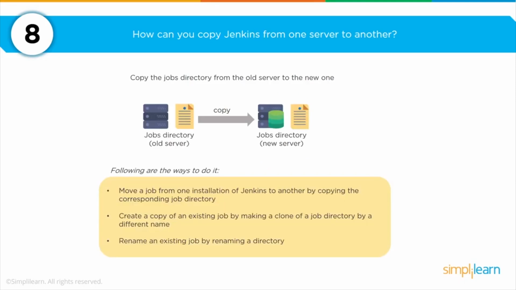The question you'll be asked as well is how can you copy Jenkins from one server to another? Well, there are 3 ways to do that. One is you can move a job from one installation of Jenkins to another by copying the corresponding job directory. The second would be to create a copy of an existing job directory, making a clone of that job directory but with a different name. And the third is to rename an existing job by renaming a directory.